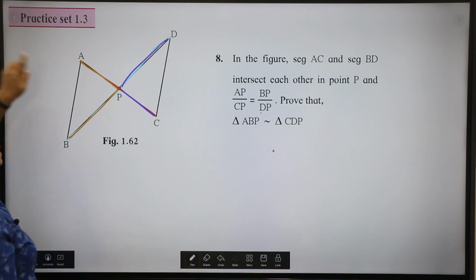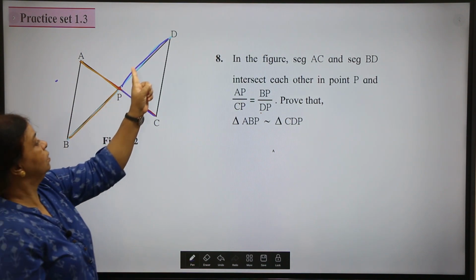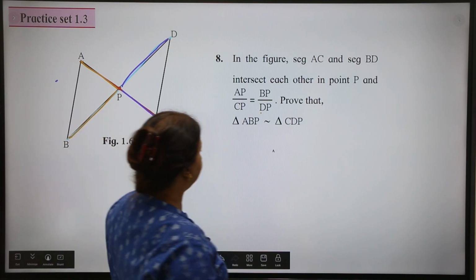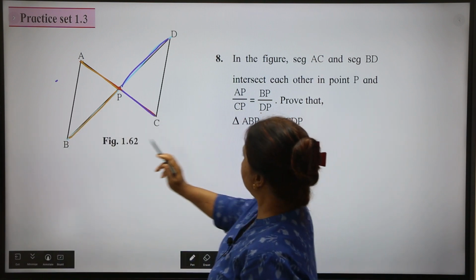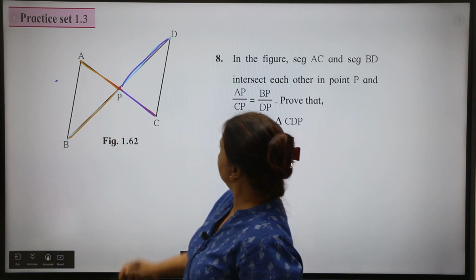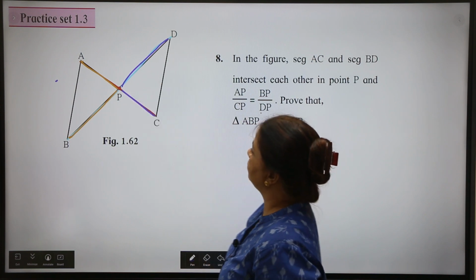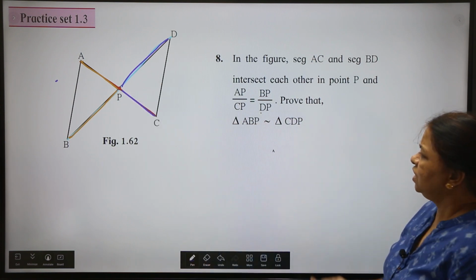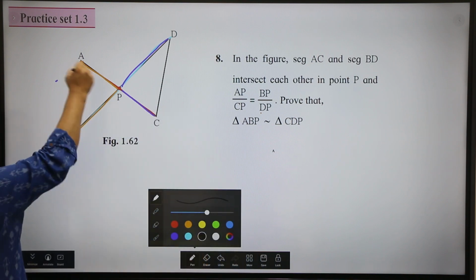Clear? See, AP upon CP is equal to BP upon PD. Then we have to prove that these two triangles are similar. Which triangle? ABP is similar to CDP. It is very simple and easy, children. See, it is already given.